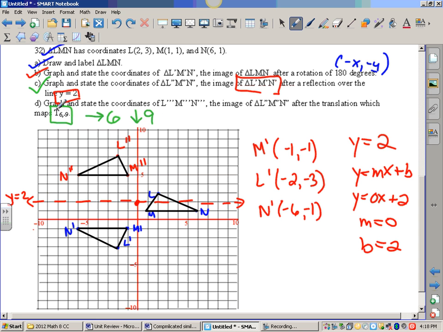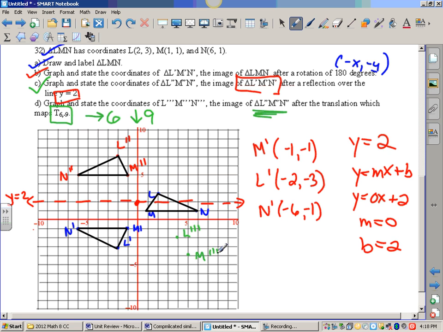Or you can do the math once you write your coordinates down. So you put your pen on your double prime. That's what we're moving. Put your pen on L double prime. Count over 6. 1, 2, 3, 4, 5, 6. Down 9. 1, 2, 3, 4, 5, 6, 7, 8, 9. Again, very important why you need to be neat. M double prime. 1, 2, 3, 4, 5, 6. 1, 2, 3, 4, 5, 6, 7, 8, 9.